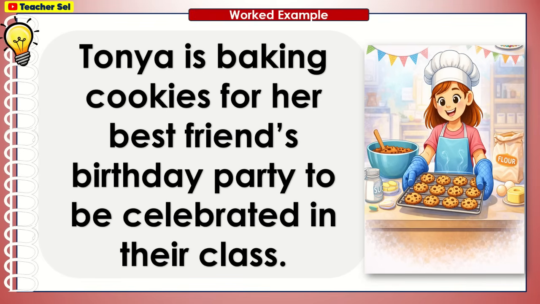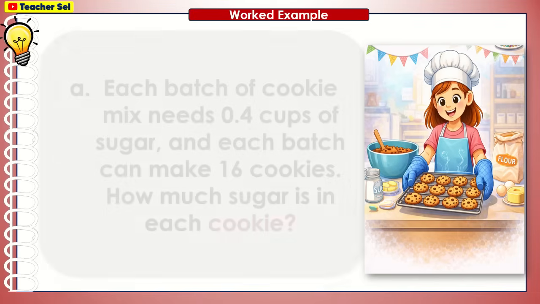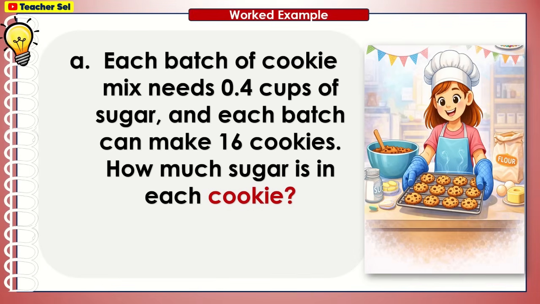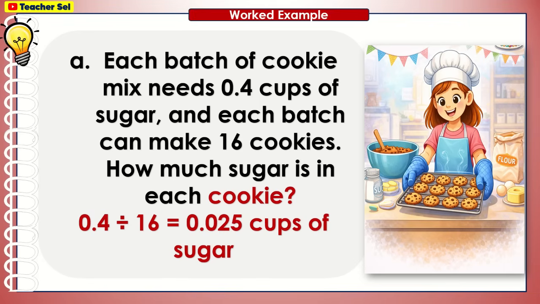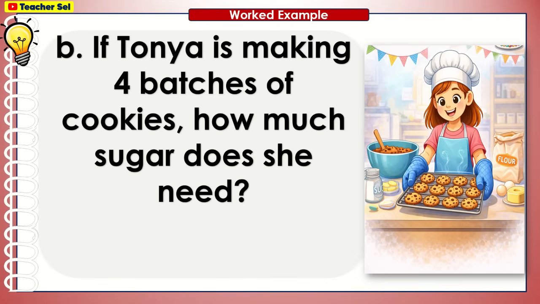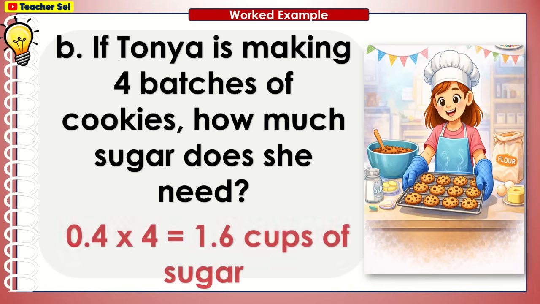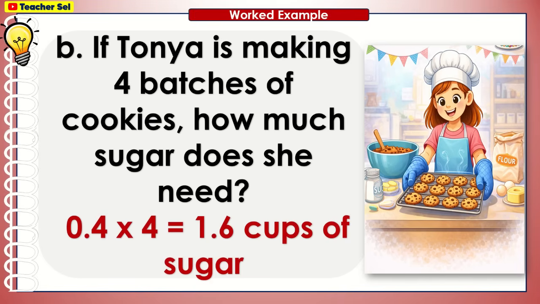Tonya is baking cookies for her best friend's birthday party to be celebrated in their class. Each batch of cookie mix needs 0.4 cups of sugar, and each batch can make 16 cookies. How much sugar is in each cookie? 0.4 divided by 16 is equal to 0.025 cups of sugar. If Tonya is making 4 batches of cookies, how much sugar does she need? 0.4 times 4 is equal to 1.6 cups of sugar.